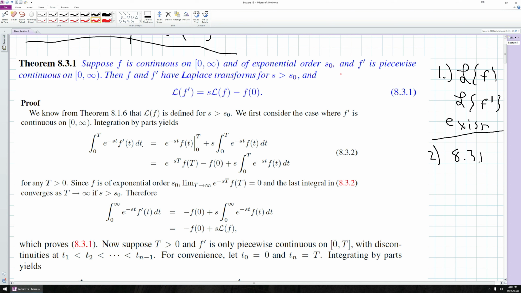Okay, so what do we do? Well, the first thing, we know that f is continuous and it's of exponential order, so immediately we know that it has a Laplace transform, right? That's just straightforward. So let's just make that statement here. Okay, so next we're going to consider the case where f prime is continuous, because it's a little bit easier. And what are we going to do?